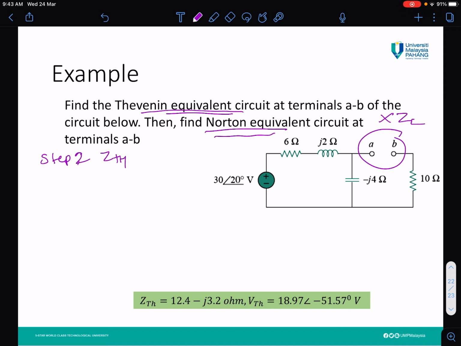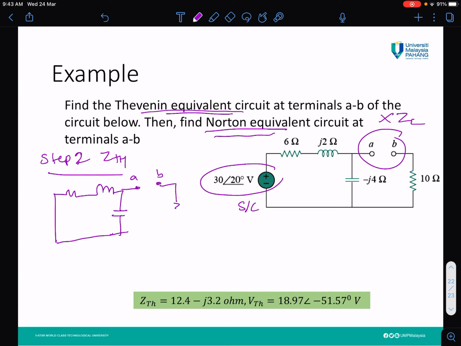Step 2, I'm going to find ZTH. For the voltage source, we need to short circuit this part, so you need to redraw. This part is short circuit, with the resistor, inductor, and the capacitor. So here is your A, B, with minus J4 ohms, J2 ohms, and 6 ohms. So where is the location of our ZTH? Here, ZTH.